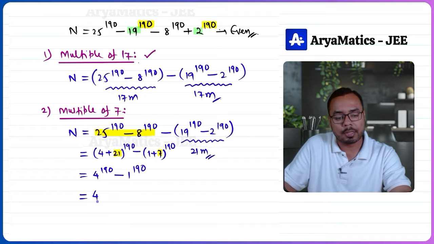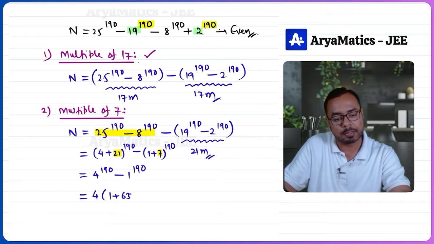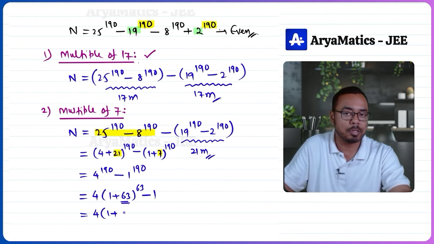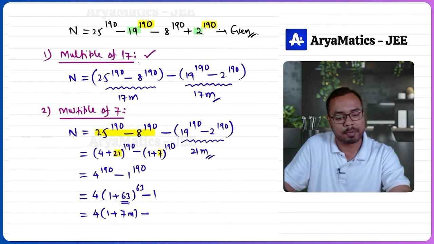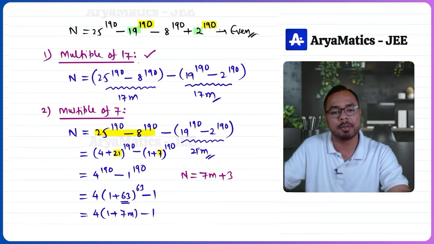Now, this one you can write as 4 into 4 cube raised to 189 divided by 3. So that will be 63. And 4 cube is 64. 64 is 1 plus 63. So 1 plus 63 raised to 63 minus 1. And now clearly you can see that when you expand it using binomial, you will get 1 plus and then multiples of 63, which are also multiple of 7, minus 1. So finally this number n, this will be of the form 4 into 7m. So it is multiple of 7, and 4 minus 1, that will give us 3.